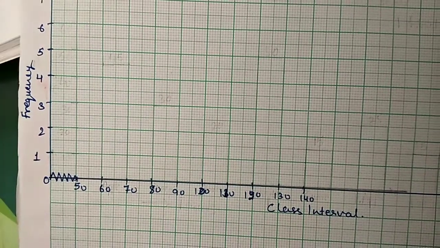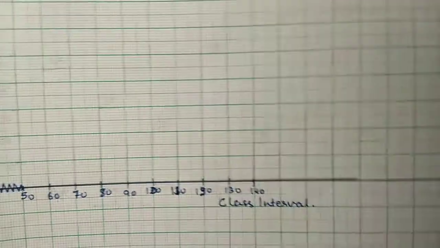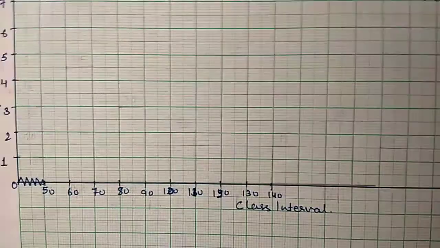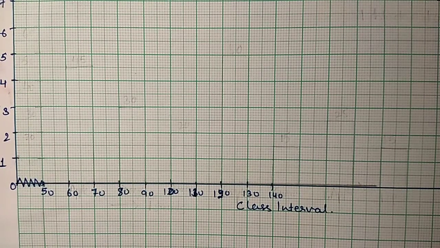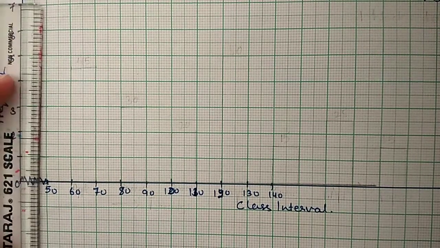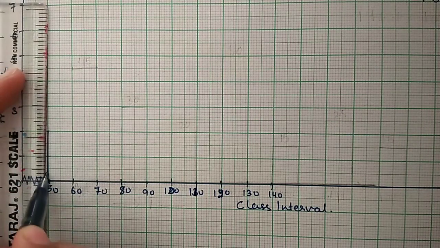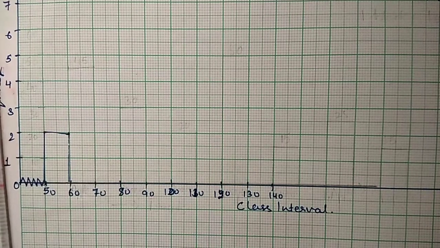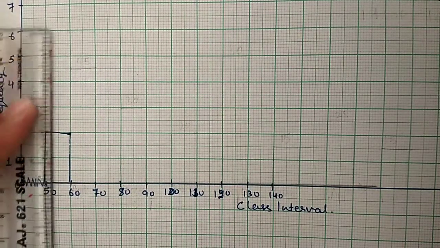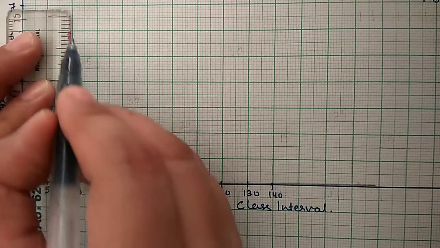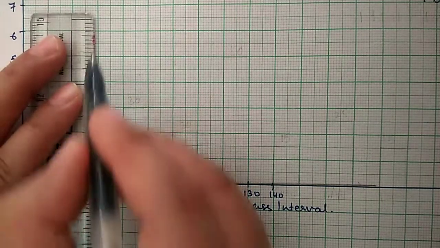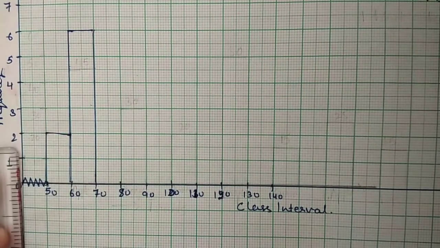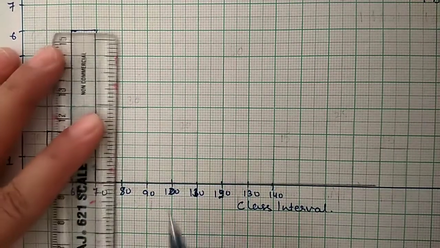Histogram means there is no gap between bars. So in the first column, 50 to 60 is 2. Between 50 to 60 it is 2, so you have to draw one bar till 2. After that 60 to 70 it is 6. Next 70 to 80 it is 5.